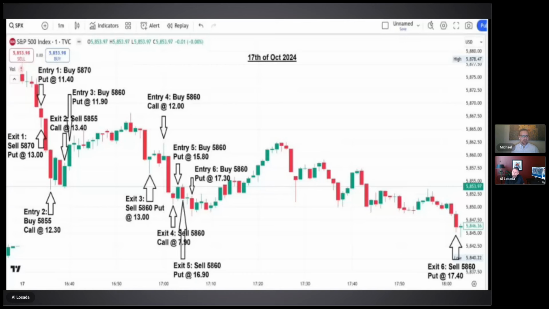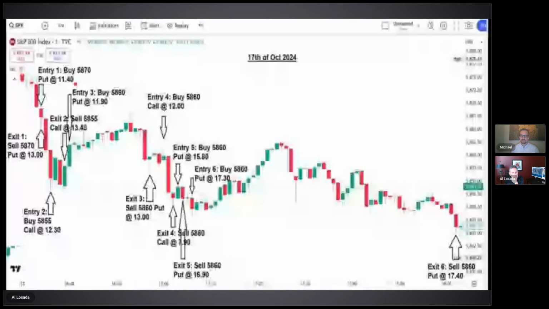So we started here also 3 or 4 minutes after the open with entry 1. We bought the put, the 5870 put for 1140. And we could sell it for a higher profit here for 160. So it's $160 per contract within the same minute, so very fast.